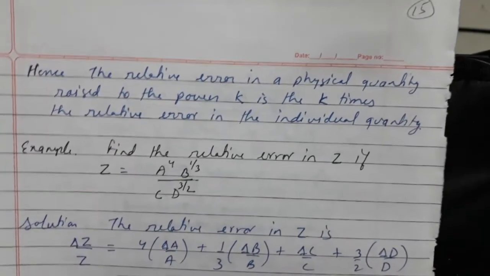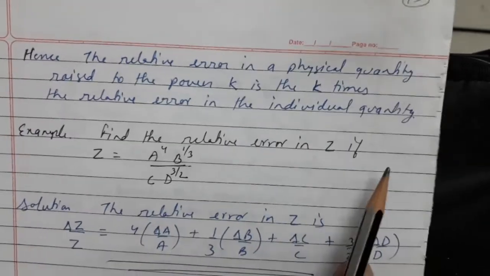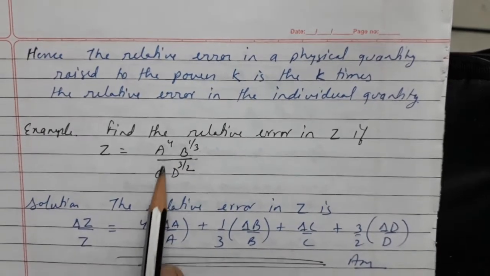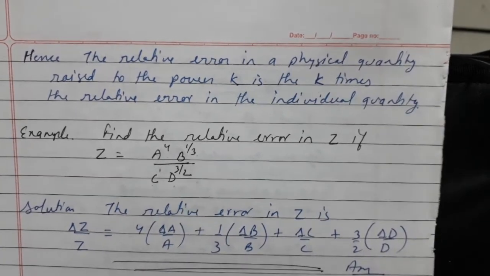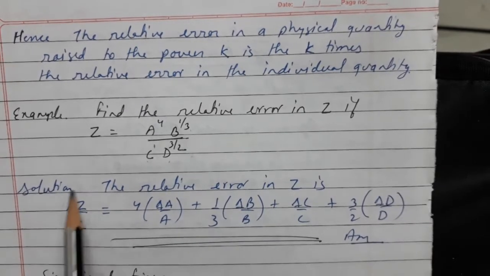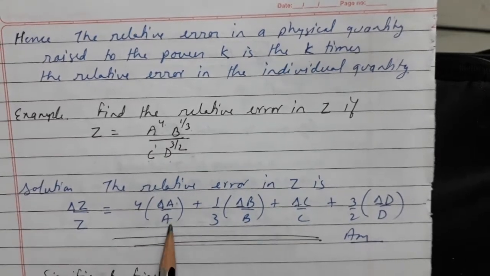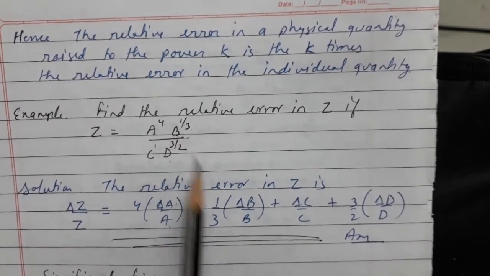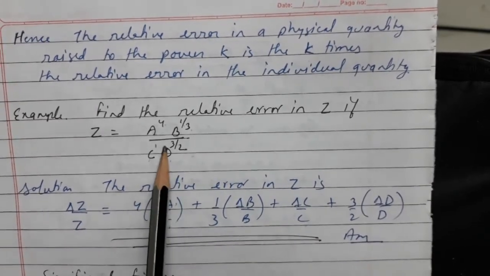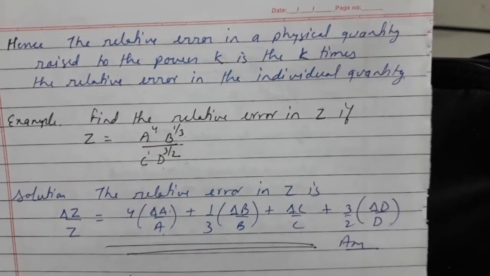Now let us look at an example of this. This question is also given in your book. Find the relative error in z if z is equal to a to the power 4, b to the power 1 upon 3, upon c to the power 1 and d to the power 3 by 2. So according to the concept, the relative error in the resultant quantity will be equal to 4 times the relative error in a, that is 4 del a upon a, plus 1 upon 3 times the relative error in b, plus 1 times the relative error in c, plus 3 upon 2 times the relative error in d. So this is the way we can find the relative error in z.